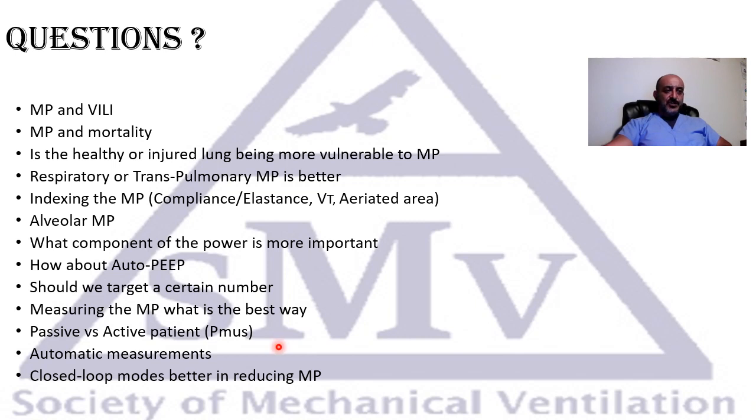And the other question, which is really important, is what is the role of the new closed loop modes in reducing mechanical power? The examples I would give are adaptive support ventilation, ASV, and the adaptive ventilation mode, which is AVM. And there are already studies showing that ASV or IntelliVent and AVM might reduce the mechanical power based on clinicians' set values on conventional mechanical ventilation. And again, I will put those references at the end of this talk.